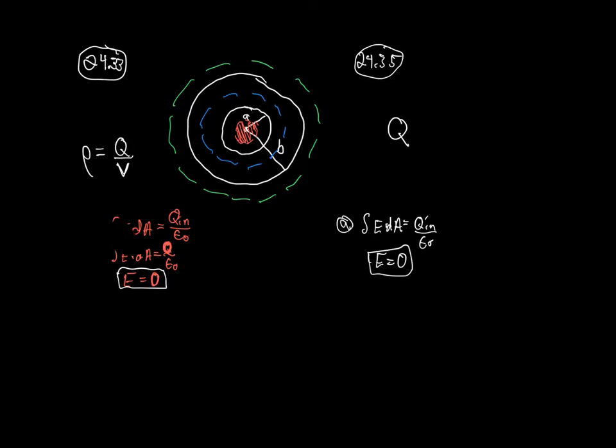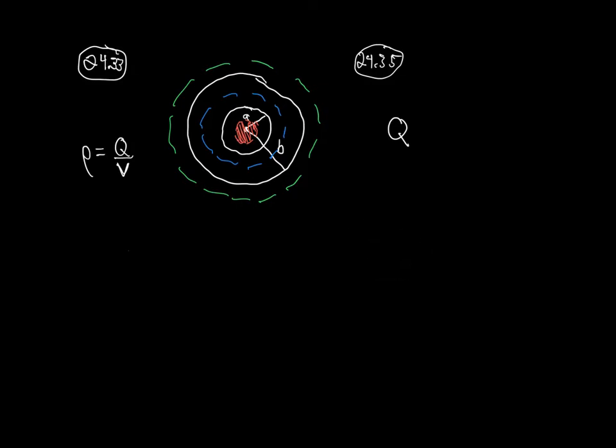Let's make some space. Let's do the blue region. I'm shading that in for you. That's the blue part where the charge is, in between A and B. I need to know the electric field. So for part B, the electric field if r is greater than A but less than B: integral of E dot dA equals Q inside over epsilon naught.